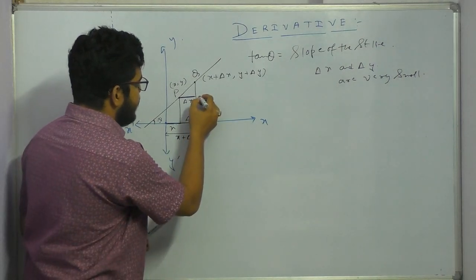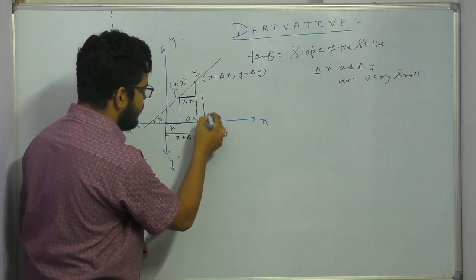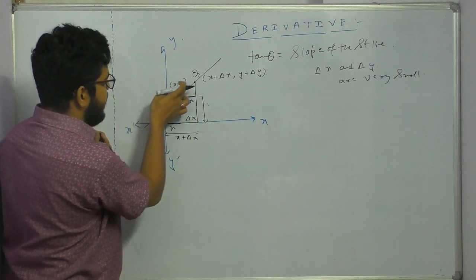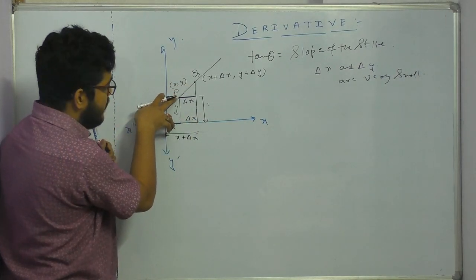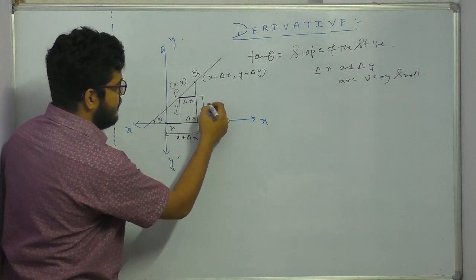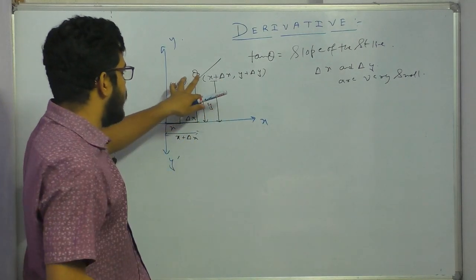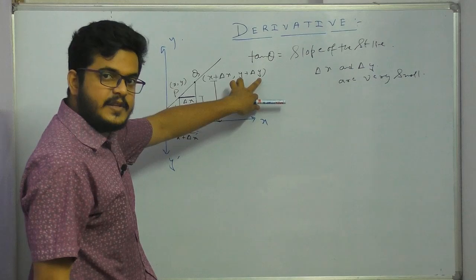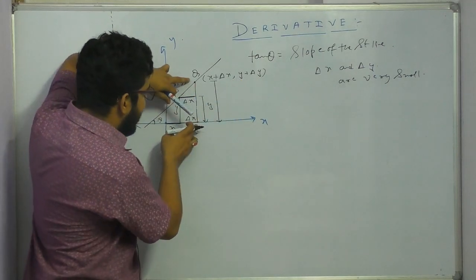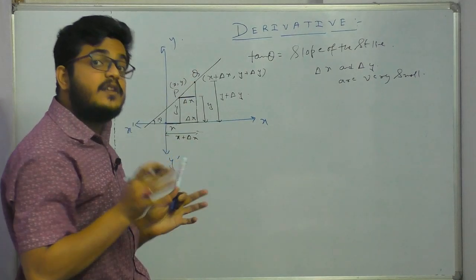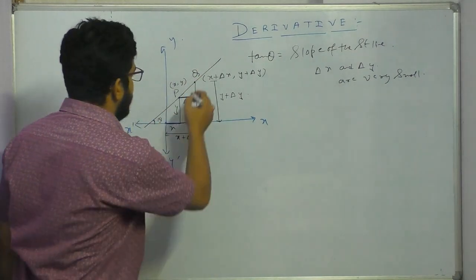And this is y, this is y actually. The y coordinate of P is y, so this is y. This is y, that means this is also y. And this length is y plus del y. Since the y coordinate of Q is y plus del y, this height is y plus del y. Then what is the length del y? The del y is this.